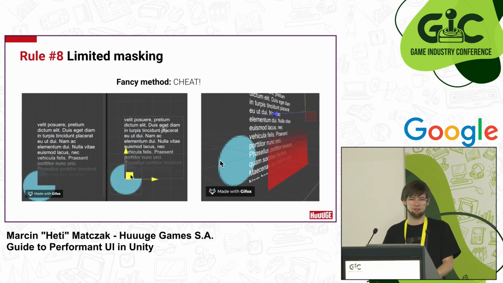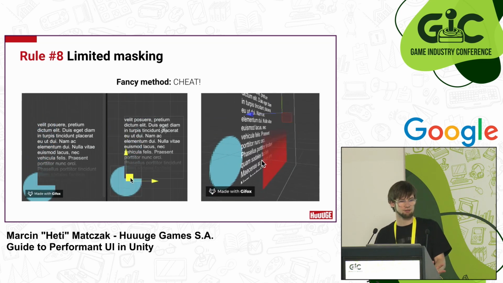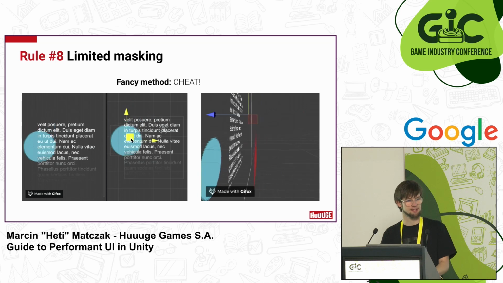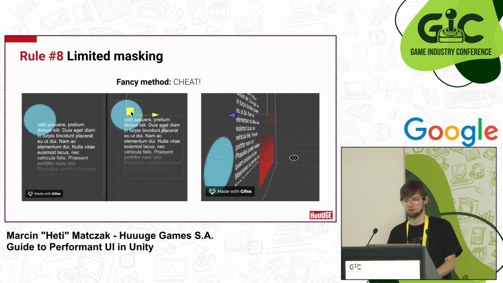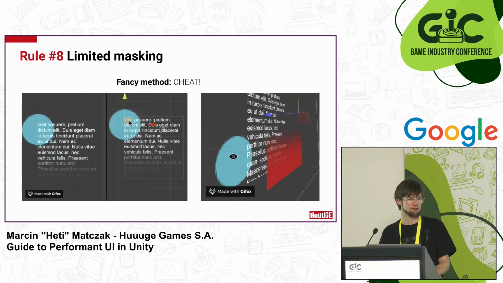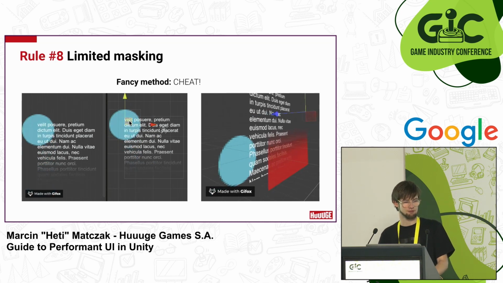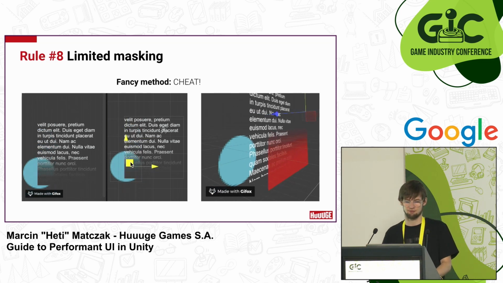But there's a fancy method. What you can do, you can cheat. If you want a gradient in your masked, for instance, text, you only need to put the background colored gradient in front of the masked text. And here you can see that it looks like the text is masked with gradient, but it's just a trick.